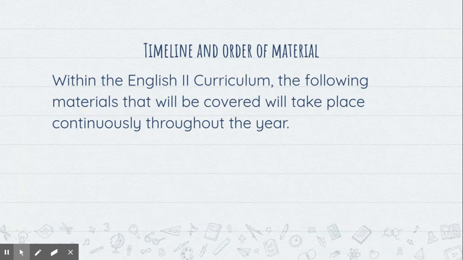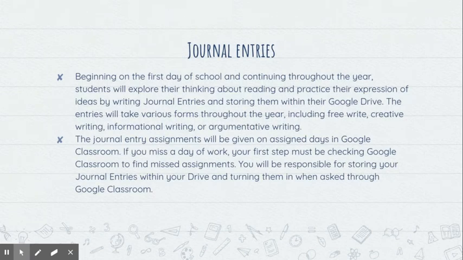Within the English 2 curriculum, the following materials will be covered and take place continuously throughout the year. Journal entries. Beginning on the first day of school and continuing throughout the year, students will explore their thinking about reading and practice their expression of ideas by writing journal entries and storing them within their Google Drive. The entries will take various forms throughout the year, including free write, creative writing, informational writing, or argumentative writing. The journal entry assignments will be given on assigned days in Google Classroom.